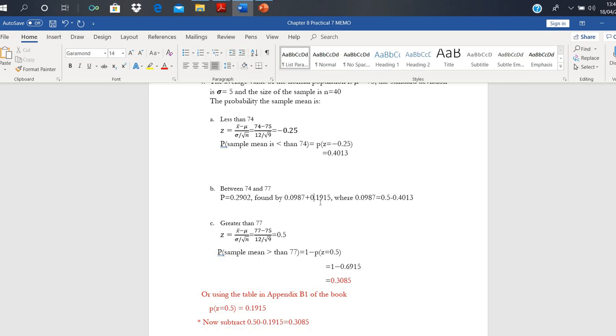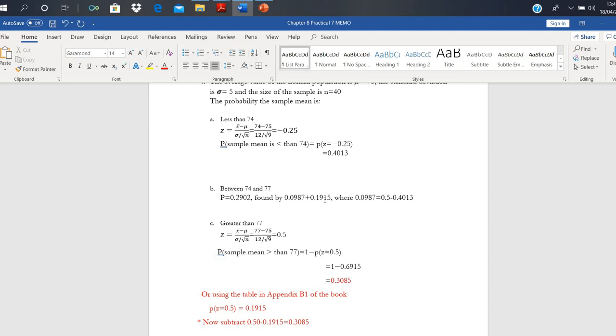Okay, the probability of z to be greater than 77. Okay, which is 0.1915.